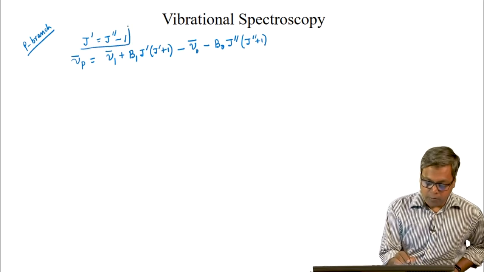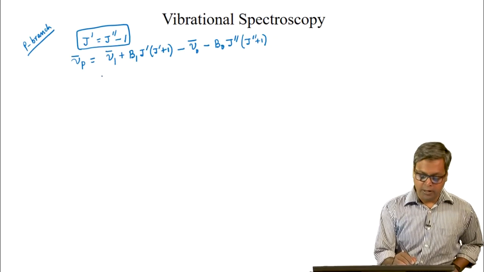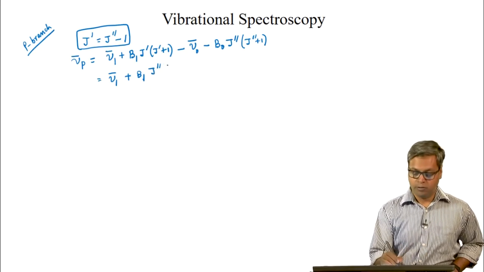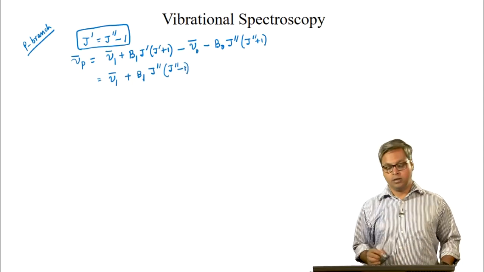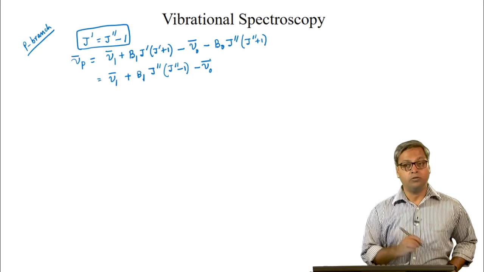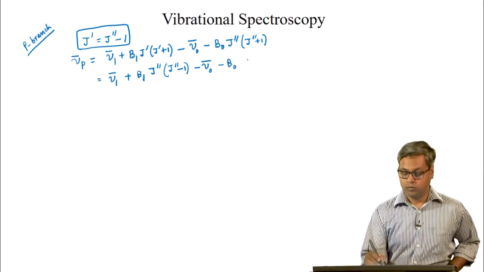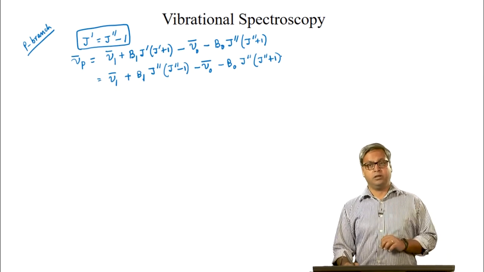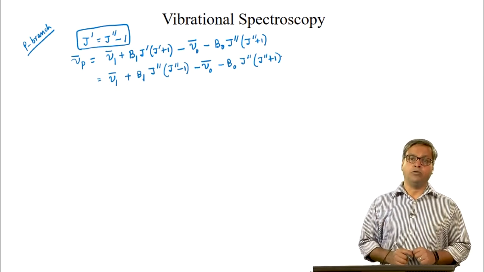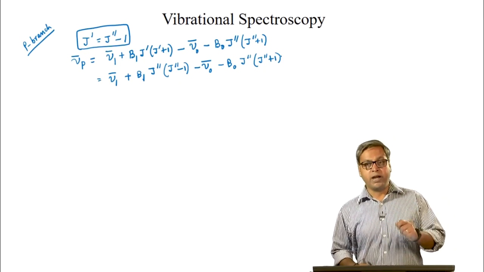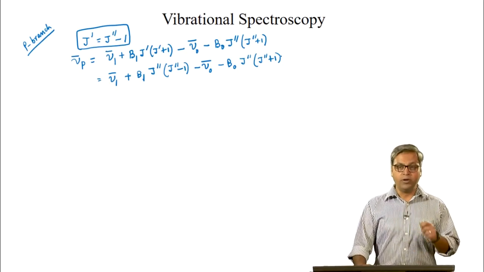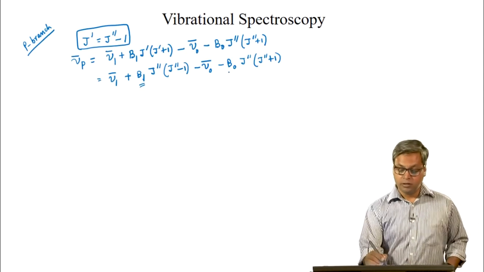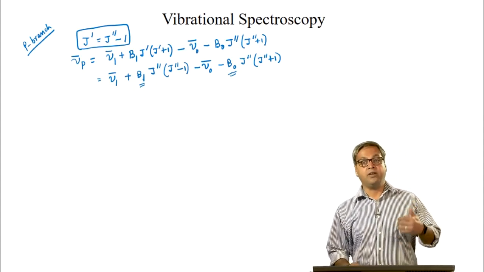So, because J prime equals J double prime minus 1, we can write this as nu bar 1 plus B 1, then J double prime times J double prime minus 1, and then I can subtract off nu bar 0 minus B 0 J double prime times J double prime plus 1. So, this expression is almost the same as the expression we wrote in the earlier lecture, except for writing B as the rotational constant. Now, we are writing B 1 for the rotational constant at V equals 1 and B 0 for that at V equals 0.